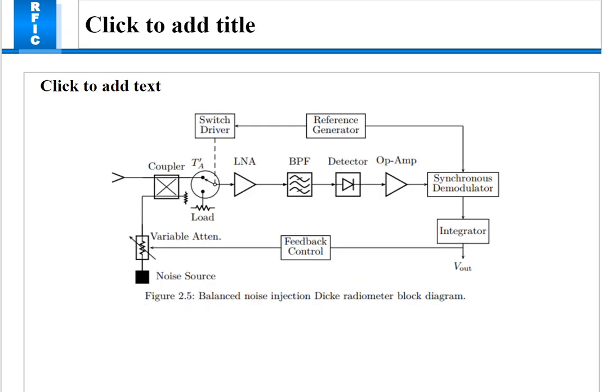This is the balanced noise injection Dicke radiometer block diagram. As you can see, one method of balancing includes varying the reference load with a variable attenuator until the reference temperature is equal to the antenna temperature. Another method of balancing the radiometer is to inject a variable amount of noise by means of a coupler into the antenna path to raise the antenna temperature to be equal to the reference. Balancing techniques require feedback to control the attenuator until a balanced mode of operation is achieved.